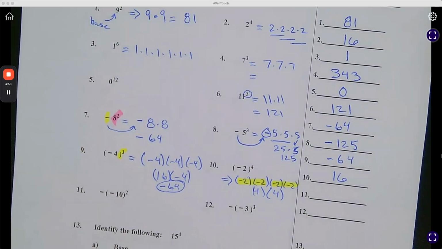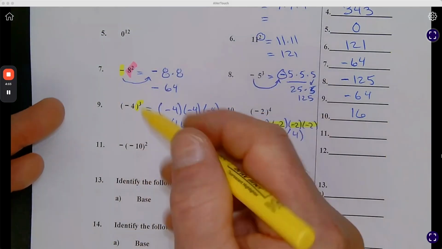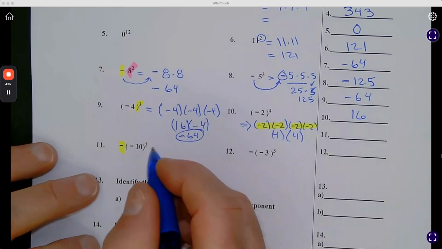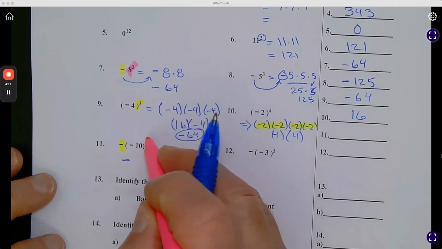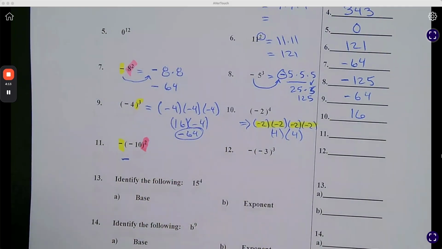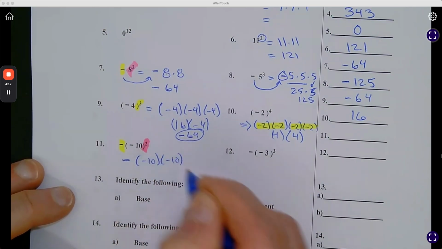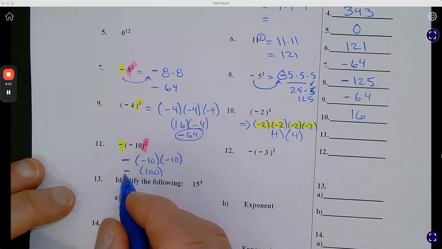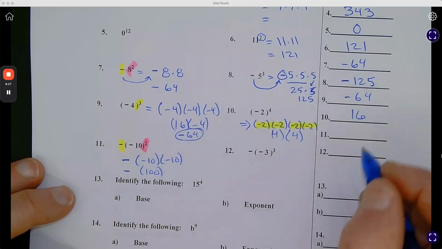Okay, I love this problem because now I'm going to put both of those philosophies about negatives together. So that one stays out in front. This applies to what's in the parenthesis. So negative 10 times negative 10. Negative stays out in front. Negative times a negative is a positive. And that makes that positive number, this makes it a negative.